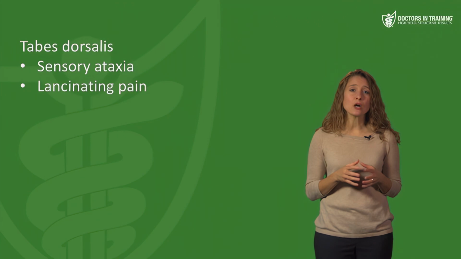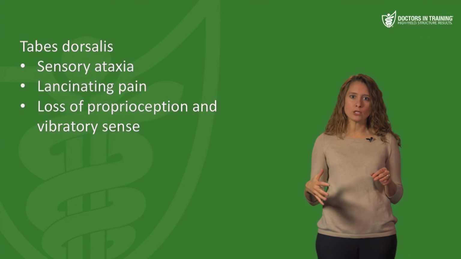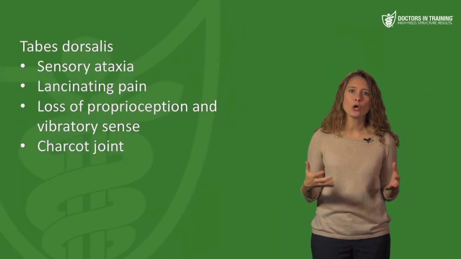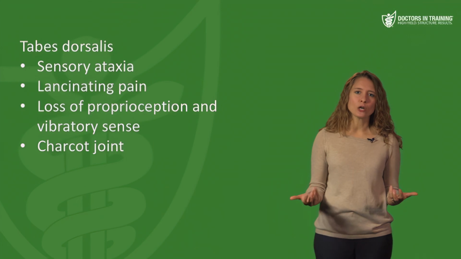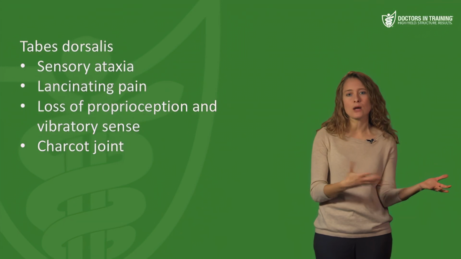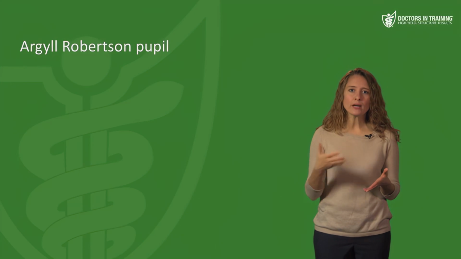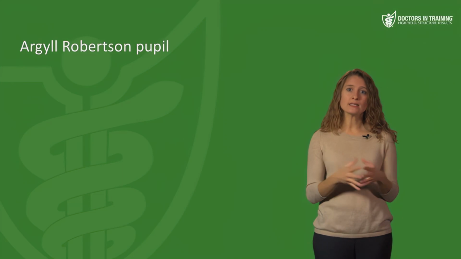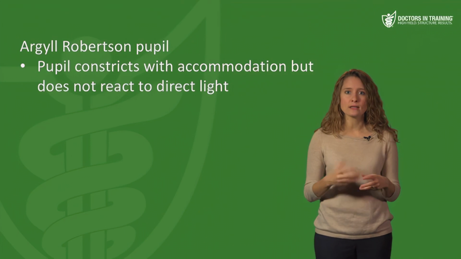Now, tabes dorsalis can also lead to loss of proprioception and vibratory sense in the legs, which leads to repetitive trauma to the joints of the hips and the legs. This repeated trauma can lead to Charcot joint, which is the destruction of that joint over time. We usually only see Charcot joint in diabetic patients at this point in the United States, but it was previously described in syphilis. Now, what about Argyll-Robertson pupil? Well, this is a pupillary abnormality that can be seen with either general paresis or with tabes dorsalis. And what you see on exam is a pupil that constricts with accommodation, but it doesn't react to direct light.